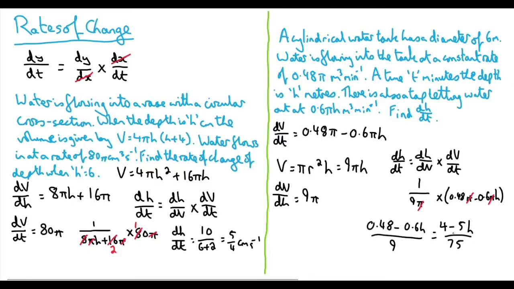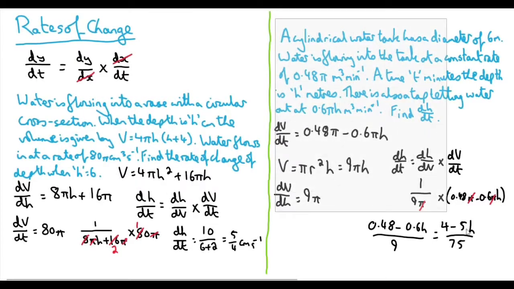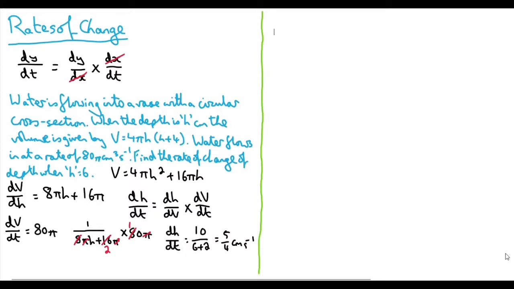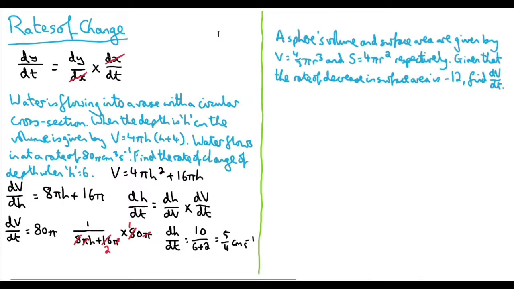Okay, if you're happy with that, we can see then how we can take these descriptions to create some d something over d something, and how we can then combine these differentials to make the differential that we're truly after. Let's just see how you could get along with an example of your own. A sphere's volume and surface area are given by V equals 4/3 pi r cubed and S equals 4 pi r squared respectively.